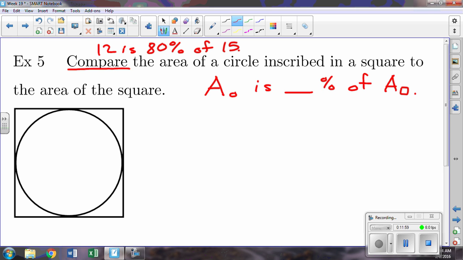Well, how can we do that then? If we're trying to compare two areas, what makes sense as a strategy? How do you get the area of a circle? How do you get the area of a square? The area of a circle, we know, is pi times radius squared. So we'll say, there's our radius.